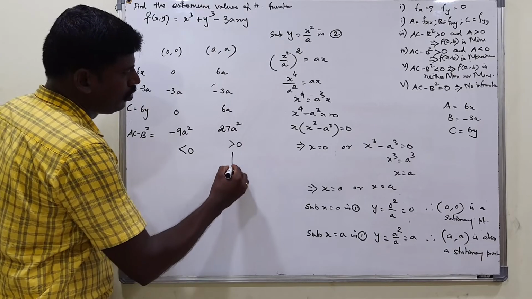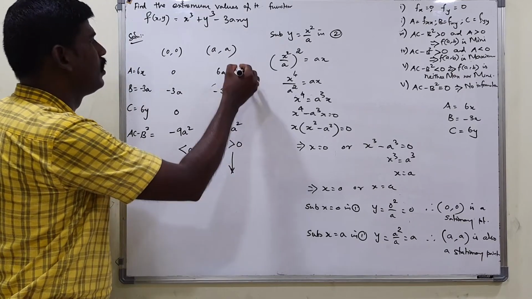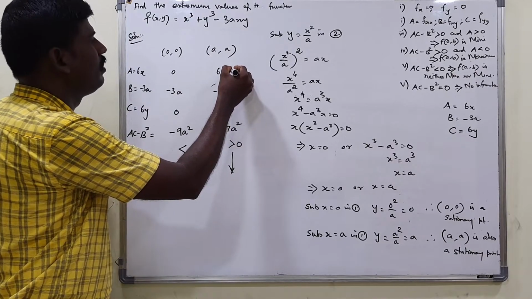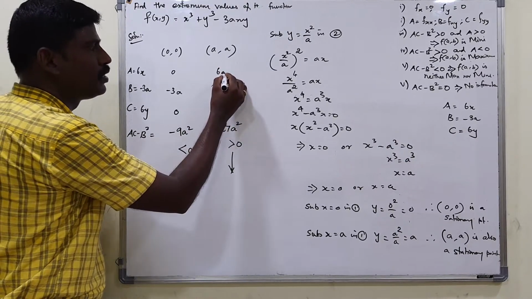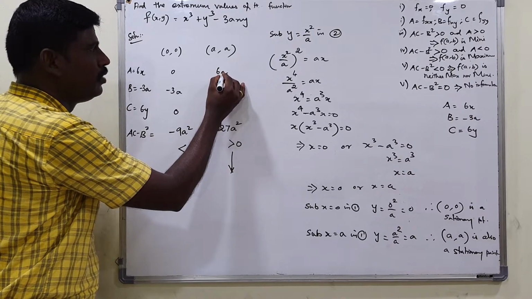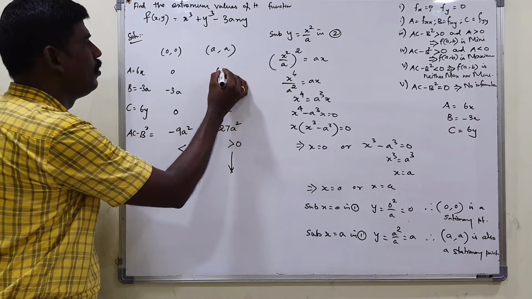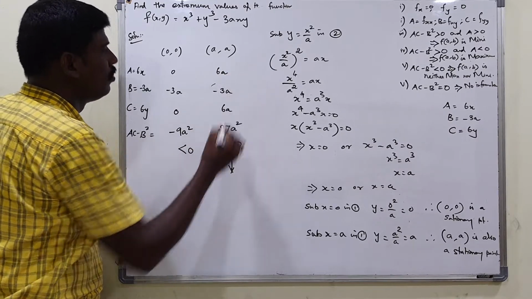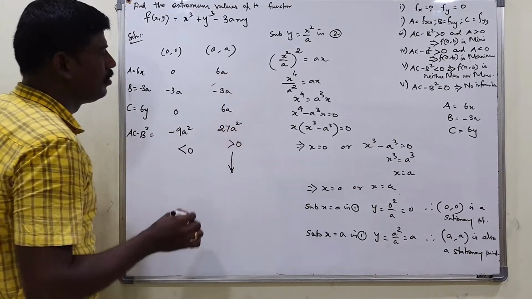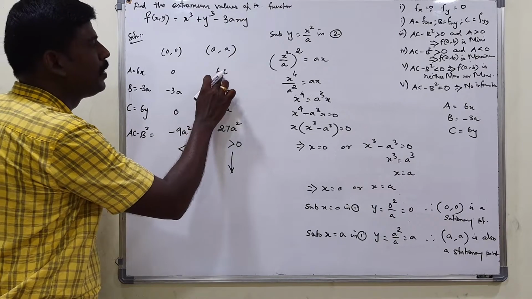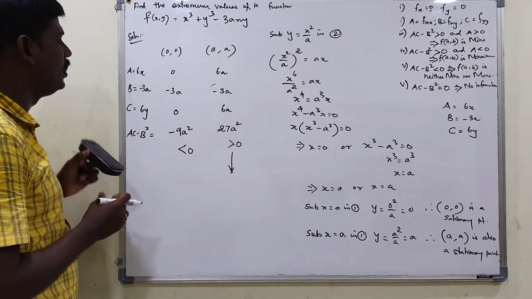So here, if it is positive, then we can go on to check the value of A. A is 6a. Suppose small a is negative, then 6a is negative, so it is less than 0. Suppose small a is positive, then 6a is positive, it is greater than 0. So the value of capital A depends on the value of small a.